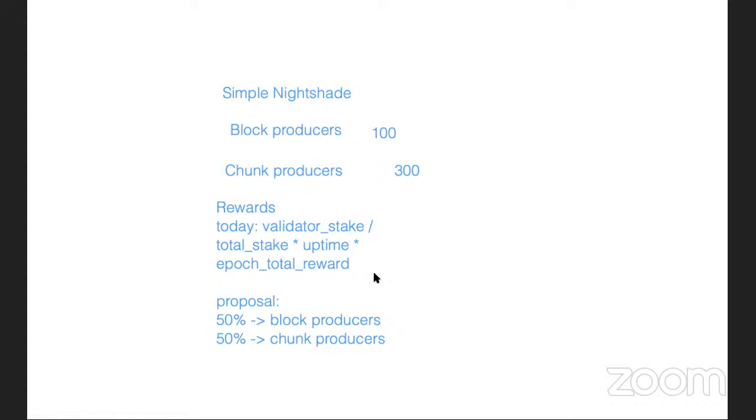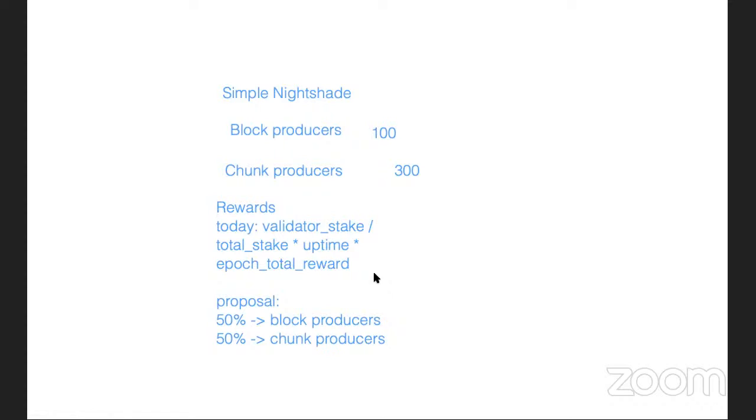But I think this is sort of the fundamental trade-off, right? If we're choosing to allow block producers to be somewhat centralized relative to chunk producers, then we have to, I guess, allow for the possibility that the chunk producers will be less performant, and so sometimes blocks will be missing chunks.